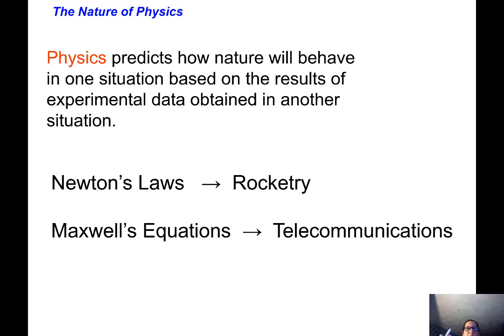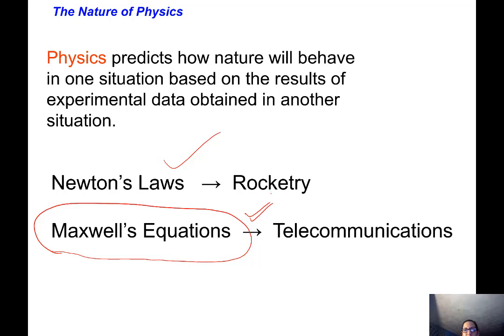And physics predicts how nature will behave in one situation based on the results of experimental data obtained in other situations. Newton's laws are responsible for rocketry, and Maxwell's equations. If you are going to go for calc-based physics in future, you will learn how important Maxwell's equations are for telecommunications. Basically, physics 172 uses Maxwell's equations. If you are ever going to go up to physics 172, you will learn that it includes everything about electromagnetic waves.